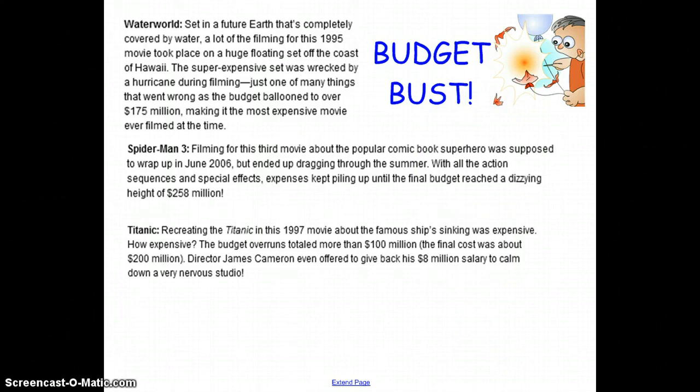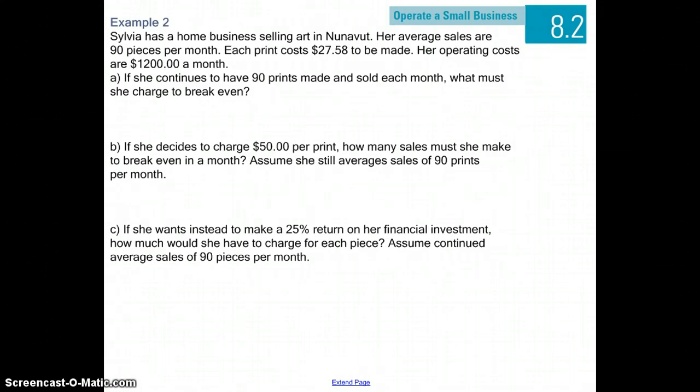Here we've got 3 movies that have crushed their budgets. Just take a look at them and decide for yourself how much over budget each of these movies were. Then we're going to start with example 2, part of section 8.2.